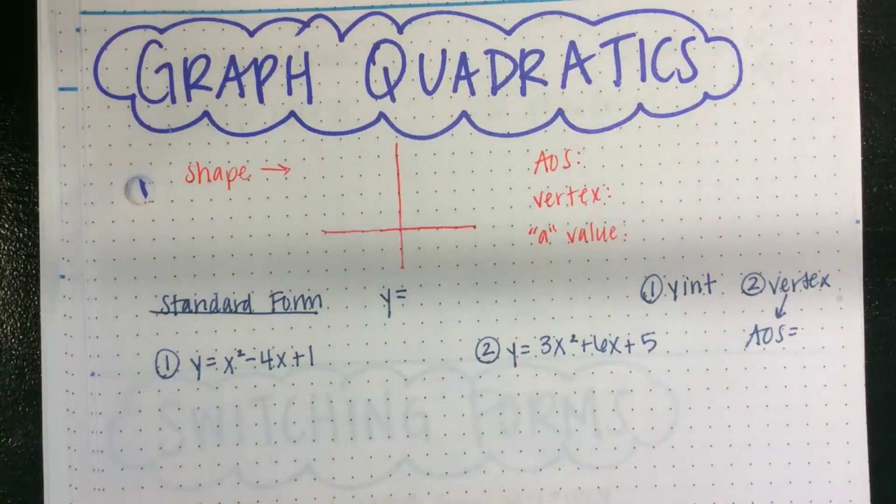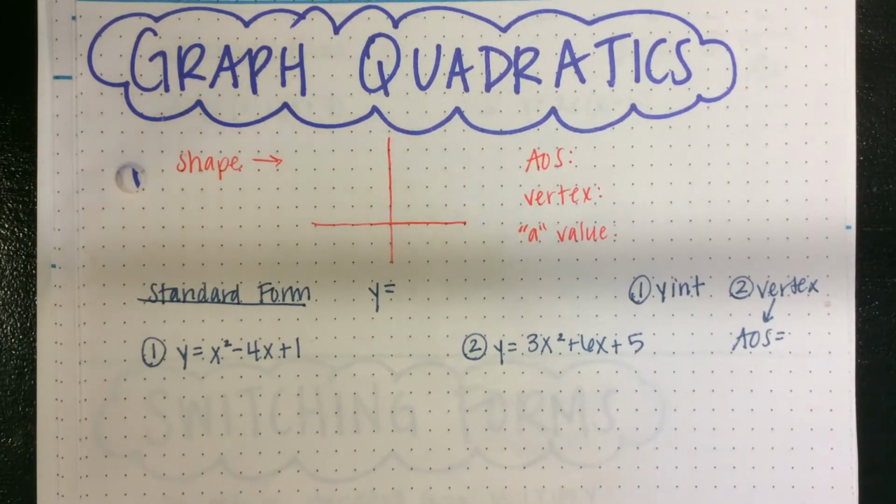Okay, now that we've factored our quadratics, we're going to move into graphing them. And we're going to look at 3 different forms. 2 of them we talked about in the last video, our standard form and our intercept form. So now we're going to add a third one. All right, but before we add that, we'll talk about the shape of our quadratic.